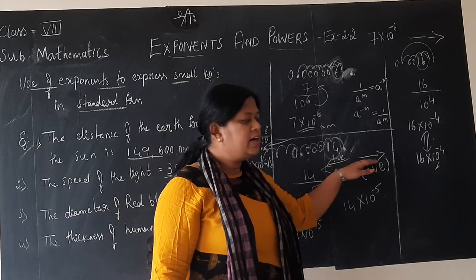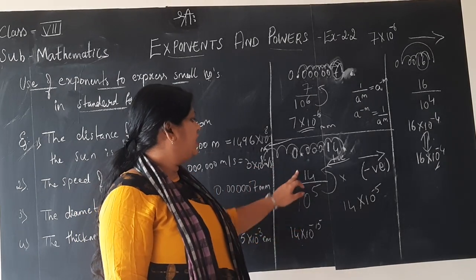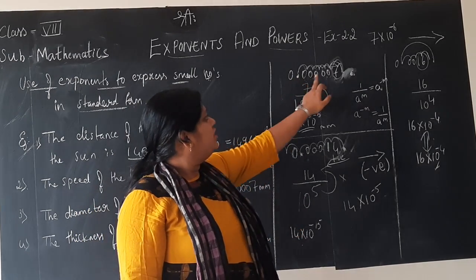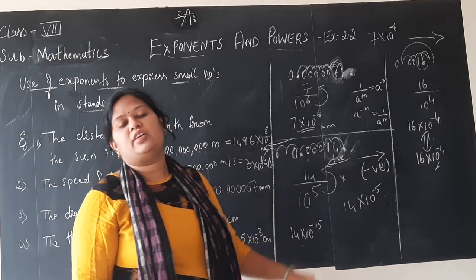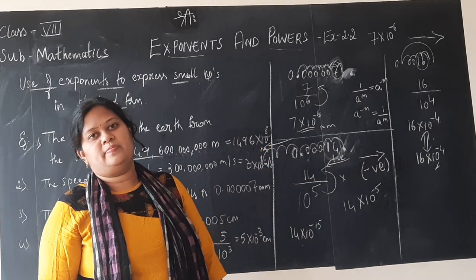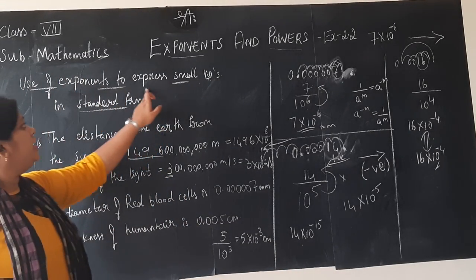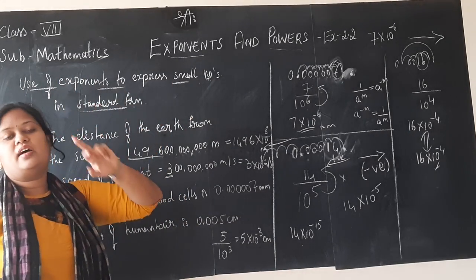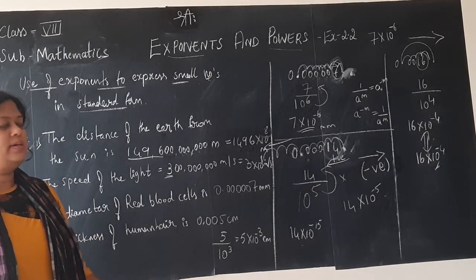If at all this forward and backward is confusing, don't worry. This you have understood now. You will write 10 and divide by 10, count how many digits there are, and that many, whatever number comes, will be written as the exponent. So this is about the use of exponents to express the smaller number in its standard form. That's all the concept, children.